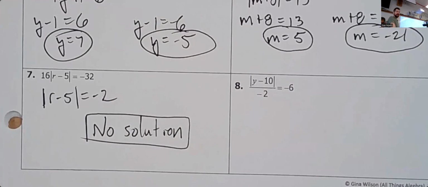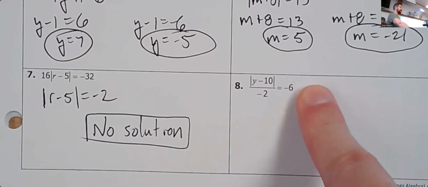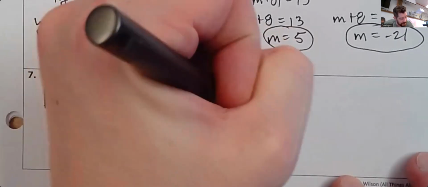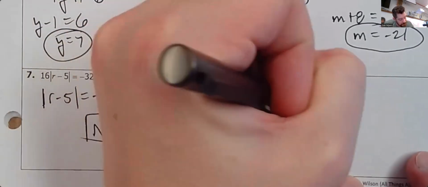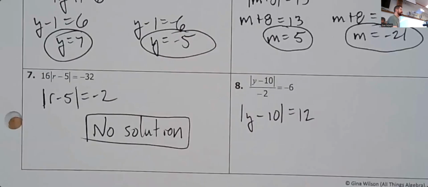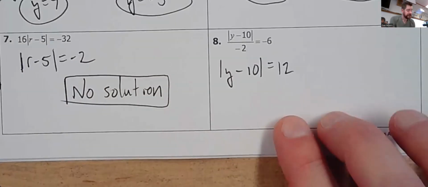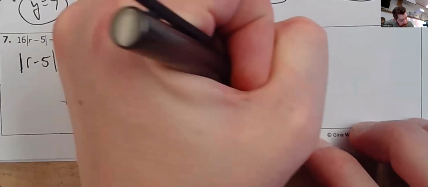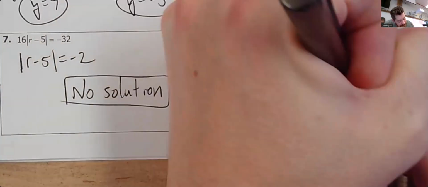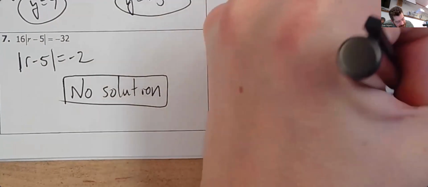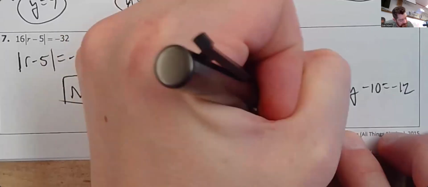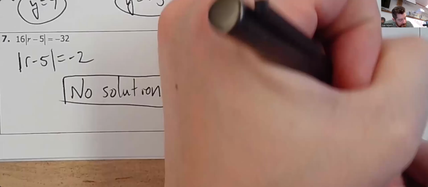However, the next one we are going to end up having to solve because when you multiply both sides by negative 2, this ends up being a positive 12 over here. So we're going to get the absolute value of y minus 10 equals 12. So we will have to solve this one, or I guess keep solving this one. So let's see, y minus 10 equals 12, y minus 10 equals negative 12, 22, and negative 2.